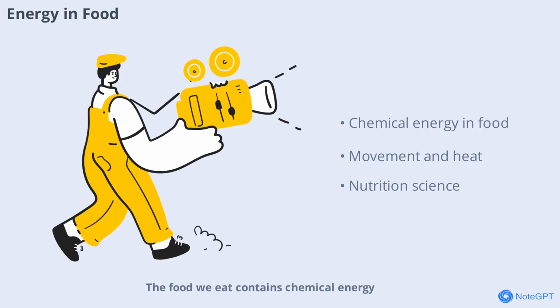Food we eat contains chemical energy, which our bodies convert into kinetic energy for movement and thermal energy to maintain body temperature. This transformation is a perfect example of the law of conservation of energy in action. Understanding how energy flows through food helps you make healthier choices and appreciate the science behind nutrition.